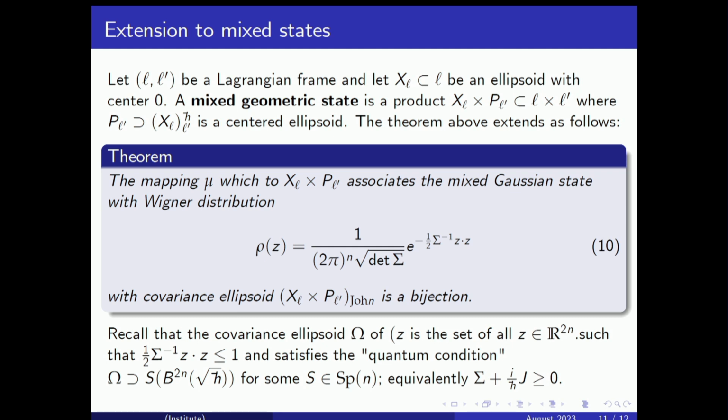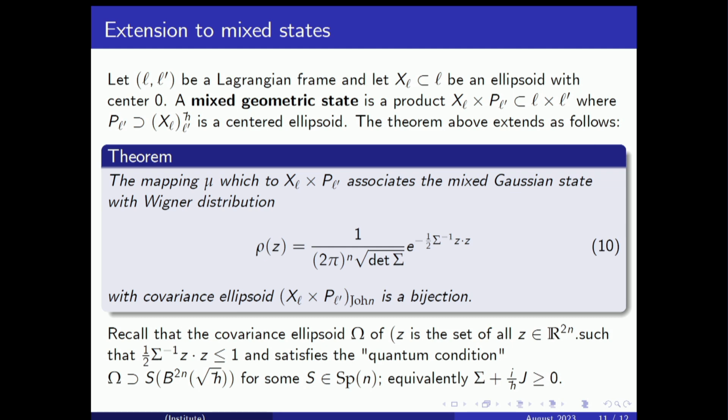So the previous theorem extends as follows. If the mapping mu, which to X_L P_L prime associates the mixed Gaussian state with Wigner distribution rho z, is also a bijection. And actually, what this means is that you can go beyond Gaussian states. You can see these geometric states X_L, P_L prime, as representing covariance matrices for arbitrary quantum mixed states, that we then can choose in particular to be Gaussian.